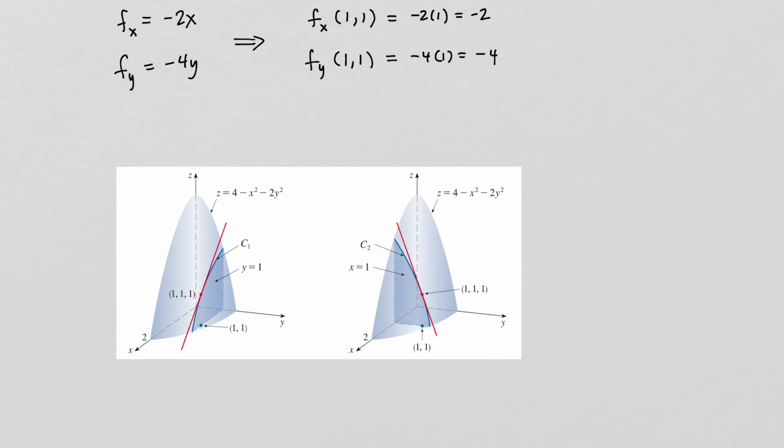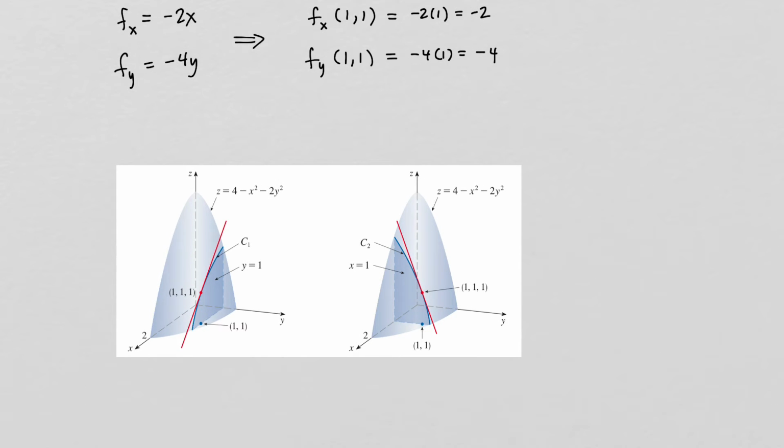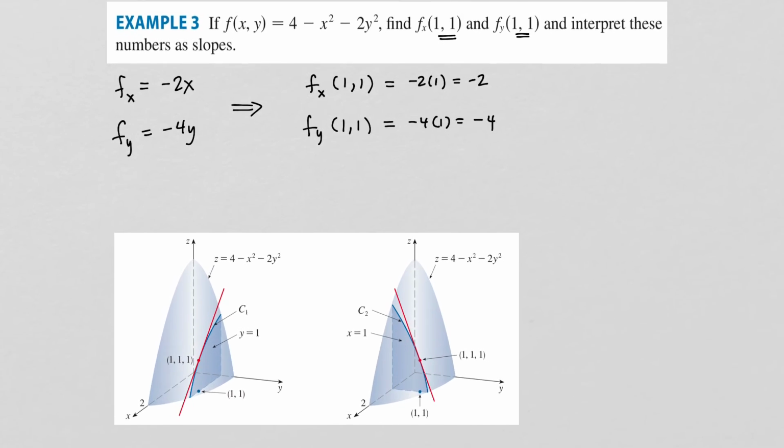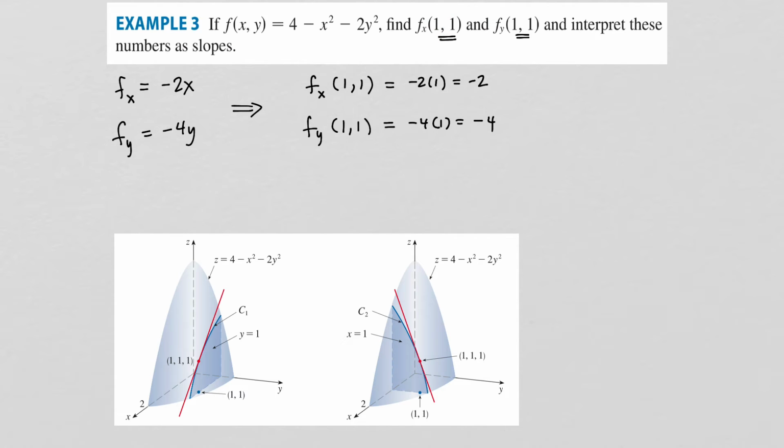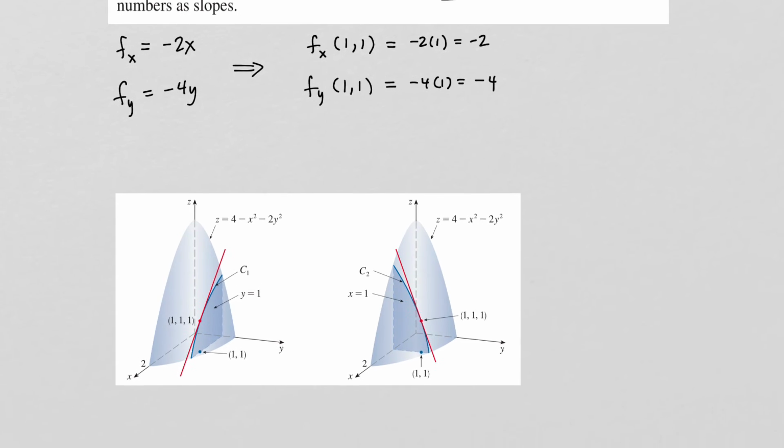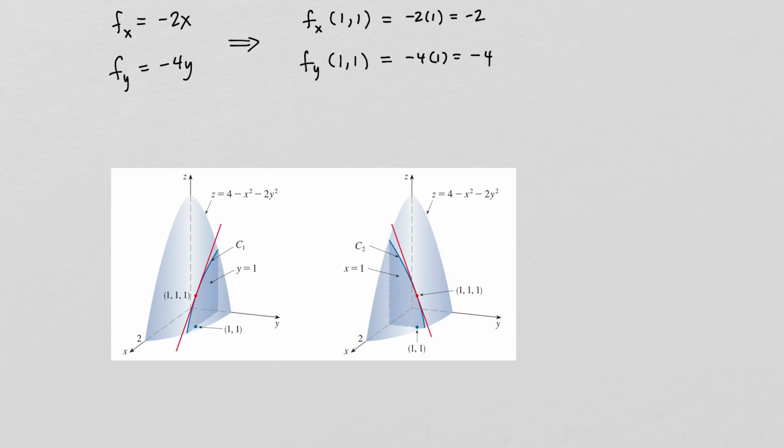Now, the interpretation of these slopes on the graph, here you can see we have a graph of the surface, which is this paraboloid. And when we're looking at the partial derivative with respect to x, what we're doing is we're taking a vertical plane and we're intersecting this curve at the point (1, 1, 1). In case you're wondering why it's (1, 1, 1), when x is 1 and y is 1, if you plug those in, you also get z equals 1. So the point of tangency here is the point (1, 1, 1).